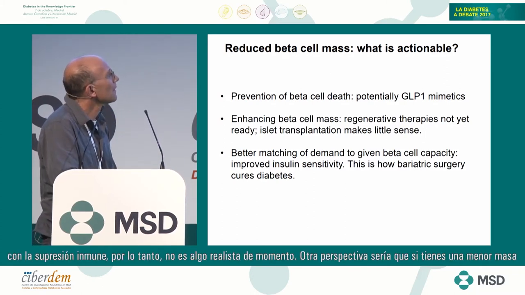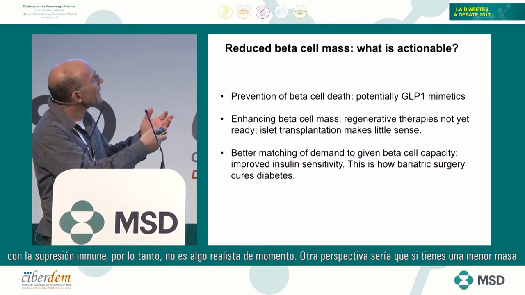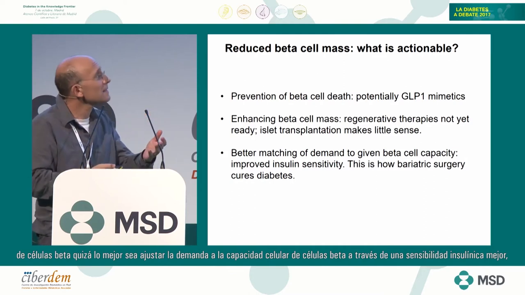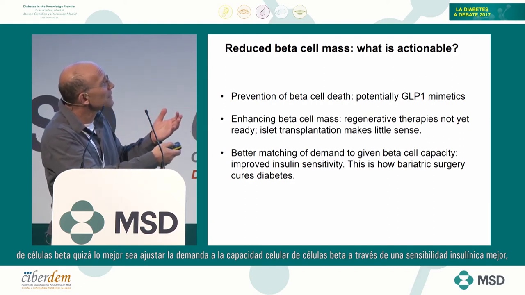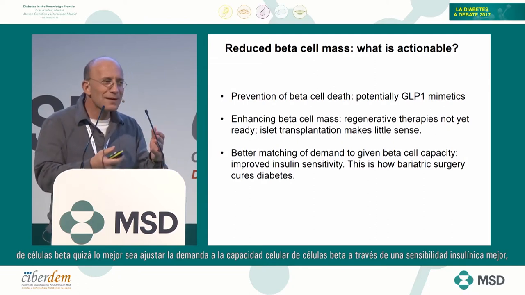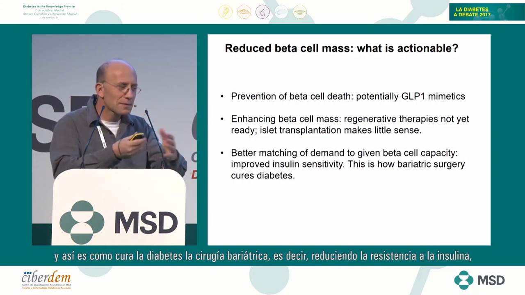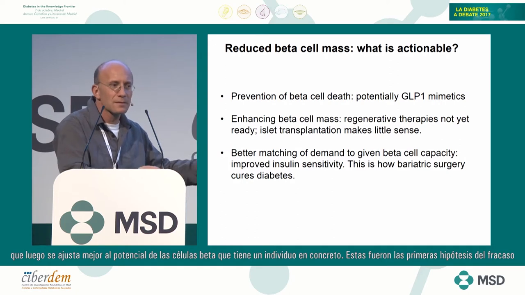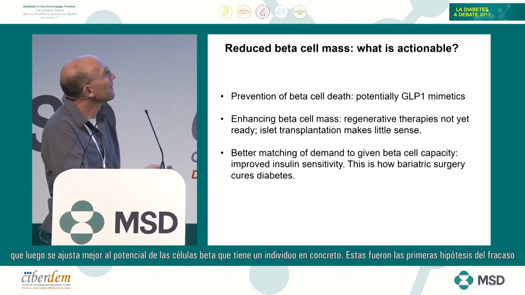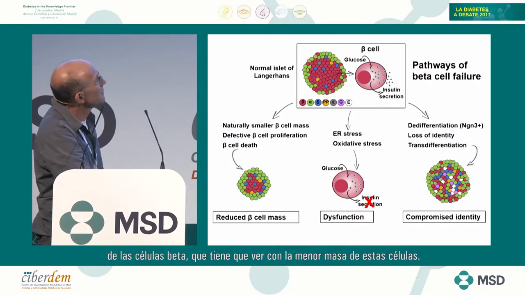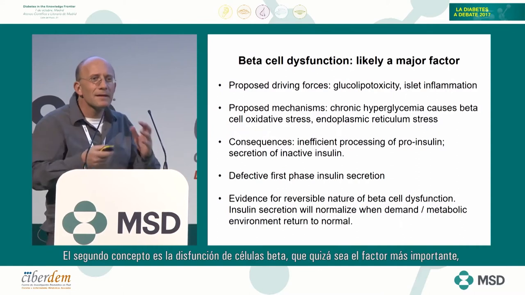Another perspective is that if you're stuck with low beta cell mass, perhaps the best thing to do is to match the demand to your beta cell capacity by improving insulin sensitivity. And I actually think that this is how bariatric surgery famously cures diabetes. Not by affecting beta cells, but by drastically reducing insulin resistance, which is then better matched to the potential of the beta cells of that individual. This was the first hypothesis for beta cell failure, reduced beta cell mass. The second concept is beta cell dysfunction, which is probably the most important factor.